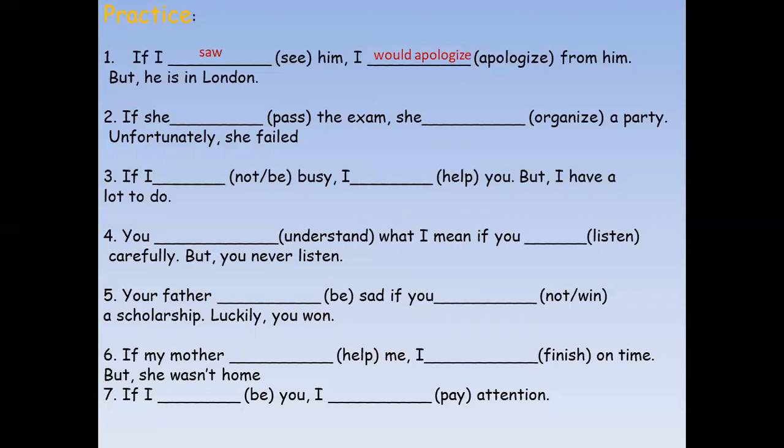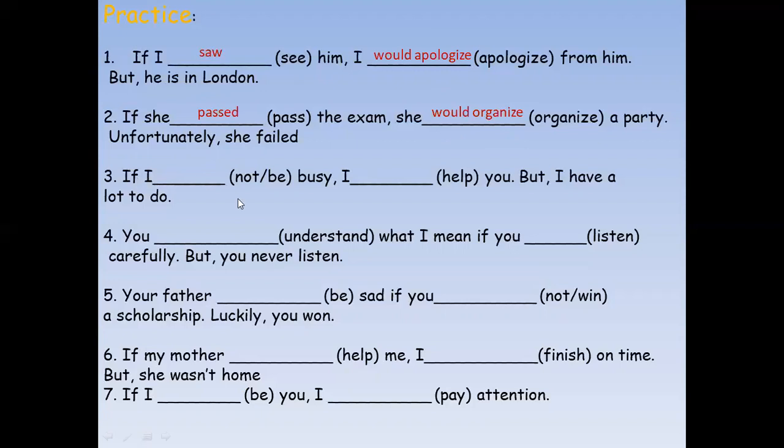Number 2, if she passed the exam, she organized a party. Unfortunately, she failed. In real life, she failed the exam. But let's go back and imagine if she passed the exam, she would organize a party, but she didn't pass, she failed. This is a clue to know that this is an unreal or imaginary situation, and we have to use if clause type 2, in which we use past simple in the first part and would, could, or might plus a base form verb in the second part.